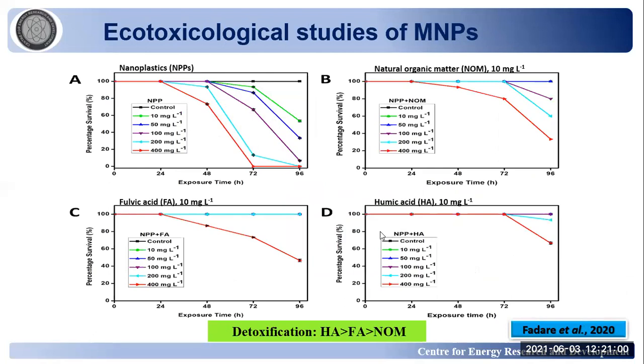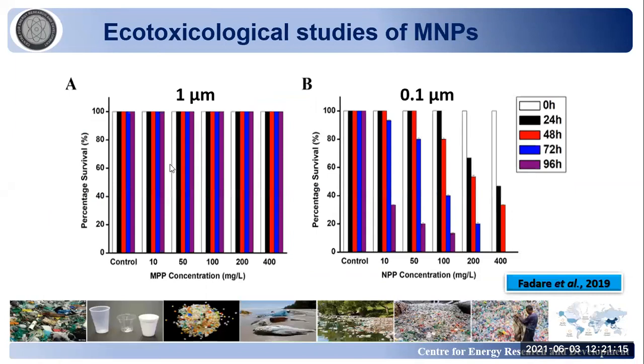We now tried to look at the effect of humic substances when they are present with the nanoplastic. Of course, we concentrated on the nanoplastic, having understood that the microplastic, which is 1 micron, does not have any toxic effect on the animal. We decided to concentrate on the 0.1 micron.